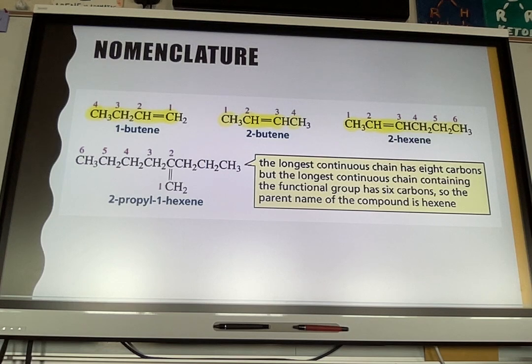This is an example of making sure you have the longest chain with the double bond. It may not be the longest chain overall. So when you look at this, this looks like the longest chain here, but this is what you're going to use for the longest chain: 1, 2, 3, 4, 5, 6. And then hanging off up here is going to be your propyl. Okay? Got it?